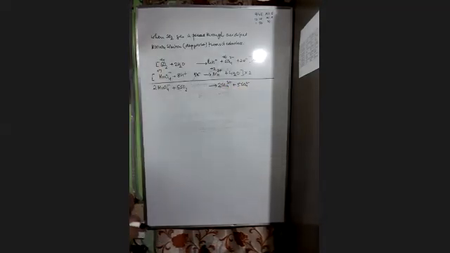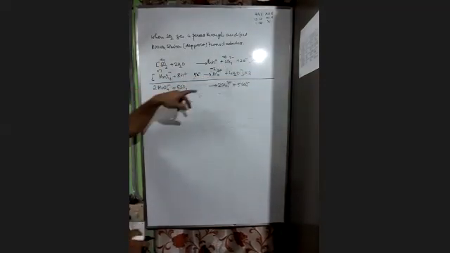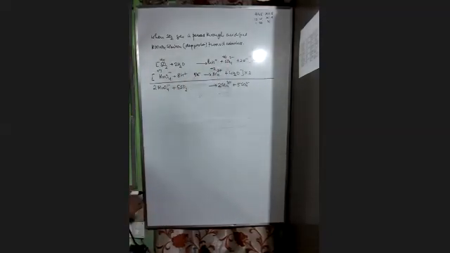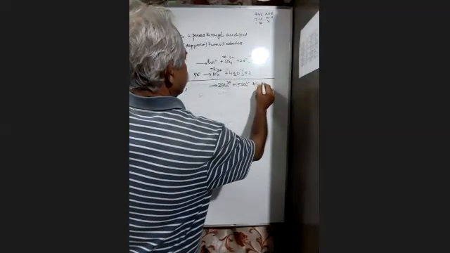See here, you have 8 into 2, 16 H plus. And here you have 5 into 4, 20 H plus. So that is more, so it will go to this side. So 20 minus 16 is 4. Right now here 4H.